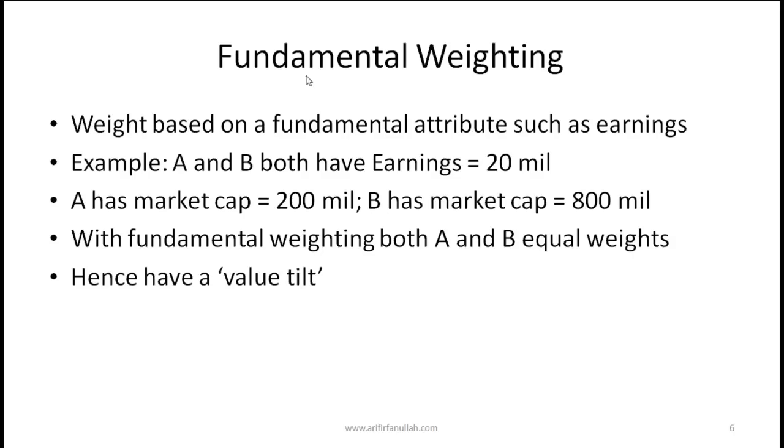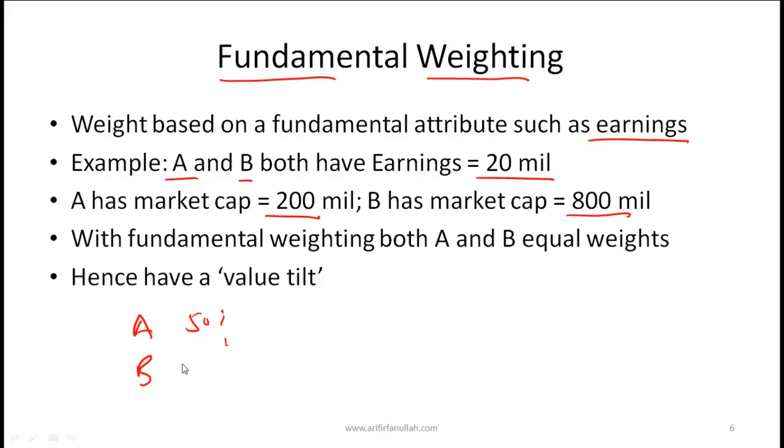The fourth and final way of weighting is called fundamental weighting. Here the weight is based on a fundamental attribute such as earnings. And let's say you have two companies, A and B, both have earnings equal to 20 million. A has a market capitalization of 200 million, B has a market cap of 800 million. With fundamental weighting, both A and B will have a 50% weight in the index.